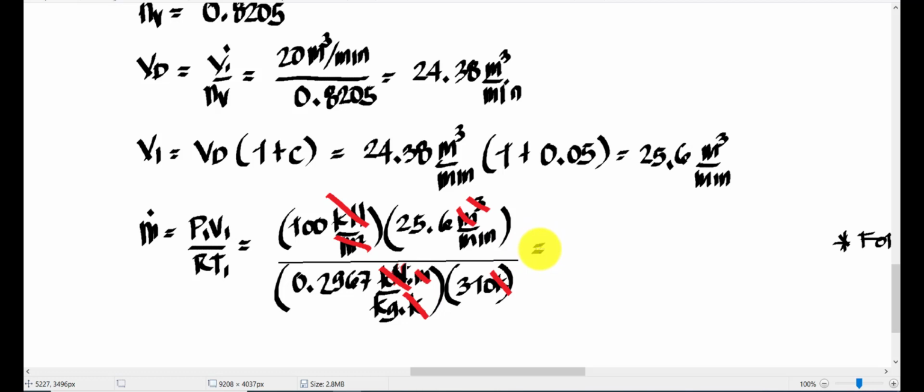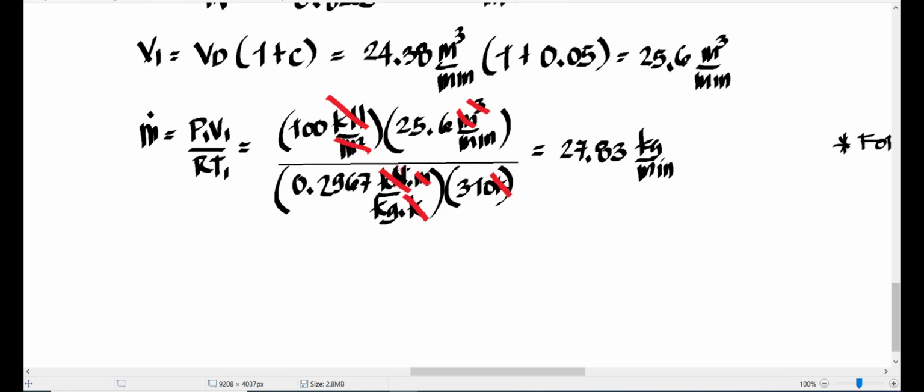Then using the calculator, we have the value of 27.83. So that will be kilogram per minute.